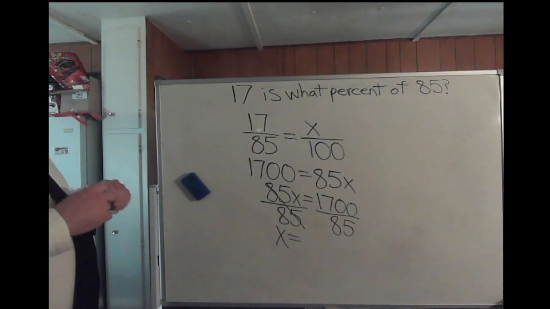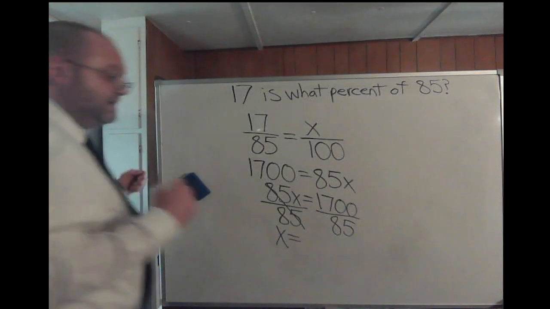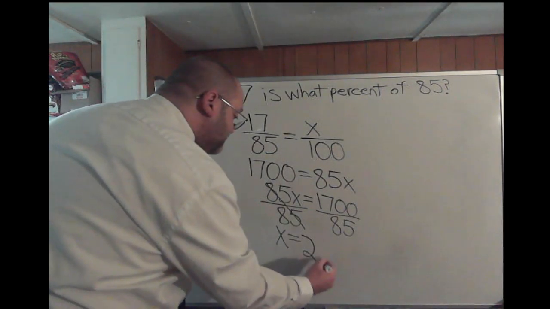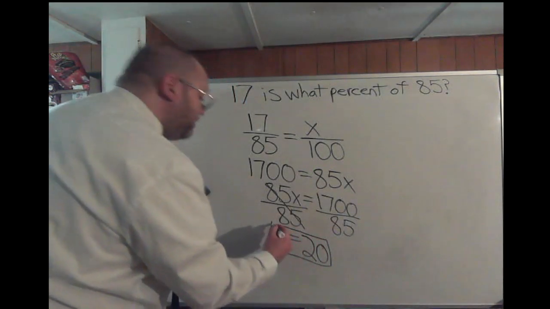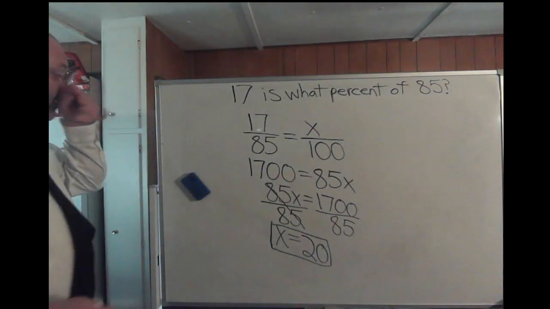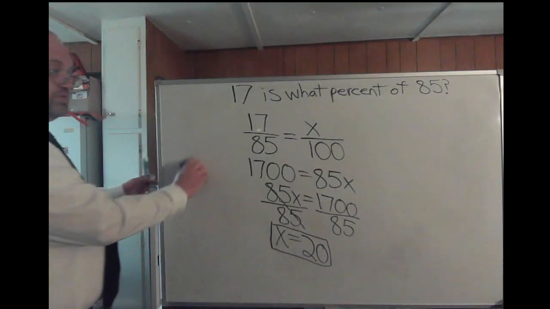Let's now go ahead and figure that out. Well, I think I could do that mentally because that would end up being 20%. X would equal 20. So therefore, 17 is 20% of 85. That's what you would end up getting. So 17 is 20% of 85.